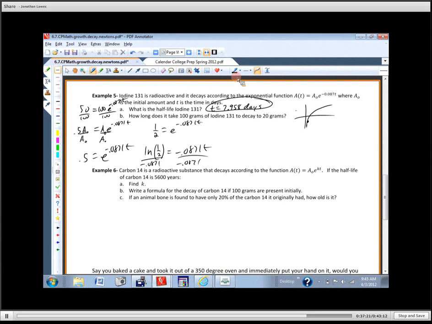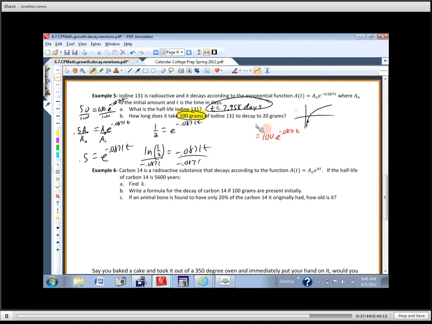In order to figure this out, what they've given us right here, what is that 100? That's A naught. That's the initial amount. So in this problem, they told us how much we start with. We start off with 100 grams.